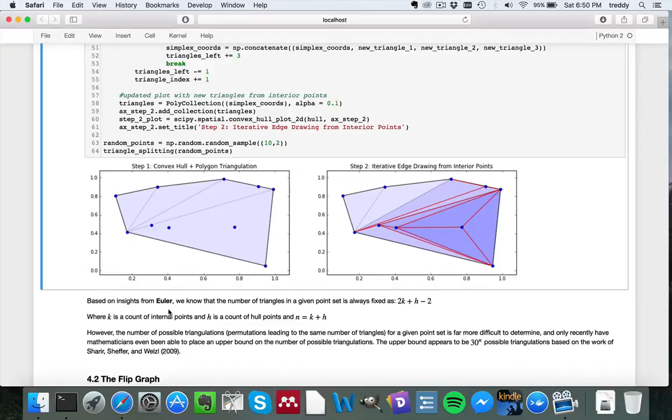But what we can say with absolute certainty is that the number of triangles in any point set is always fixed. There are different permutations of the edges that produce different triangulations, but all of those triangulations will always produce the same number of triangles. That number comes from Euler's work a really long time ago, where we have this equation: 2 times the number of interior points, which is k, plus the number of points that fall on the hull, minus 2, is equal to the number of triangles.